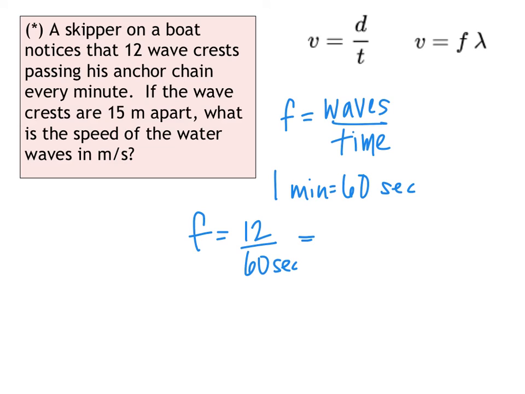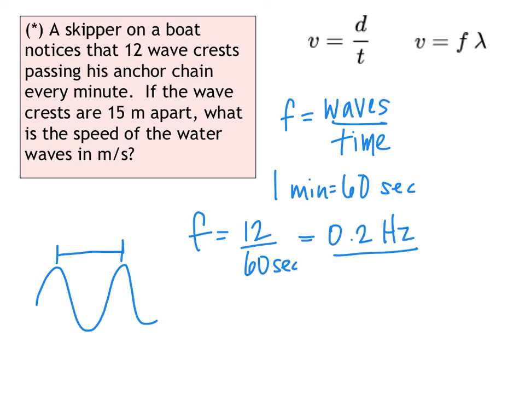And when you divide that out, you get 0.2, and that per seconds is what we would call hertz. All right, so now I have a frequency number to work with. The wave crests are 15 meters apart. Okay, so that means that if I drew a wave, that this distance here is the 15 meters. Well, that is the wavelength.